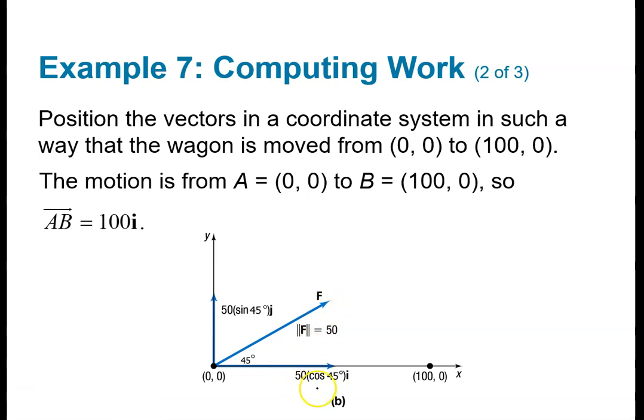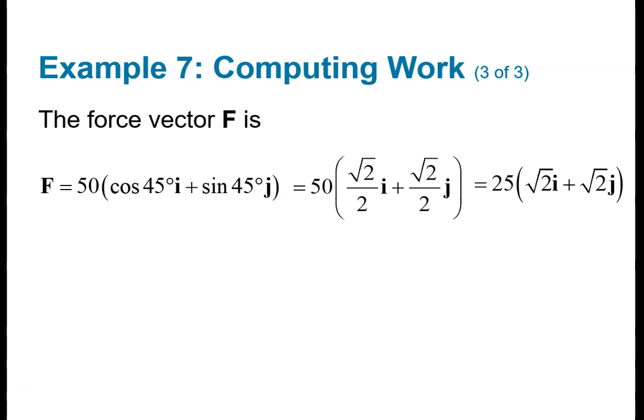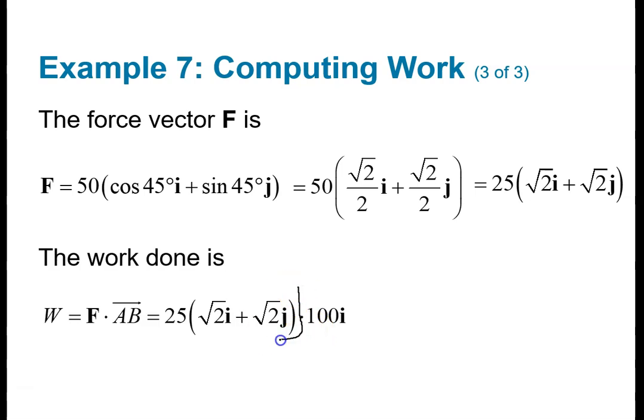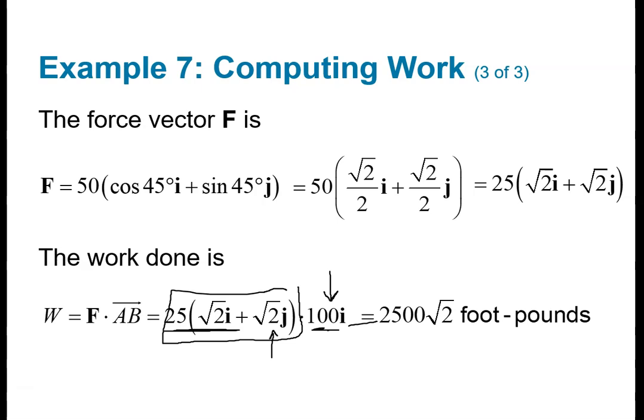All right, so there is the cosine of the 45 degrees. It's in the direction that we're moving it. And the direction that we're moving it is 100i. There is no j component. So this part is not going to even play into the dot product. It's just this part that's in the direction times the distance. So it's going to be this 50 cosine 45 times the 100 when we set up the dot product. This is our force vector. It does have a j component, but the direction we're moving it does not have a j component. So we just end up with this part times the 100, and we get 2500 times the square root of 2 foot-pounds.